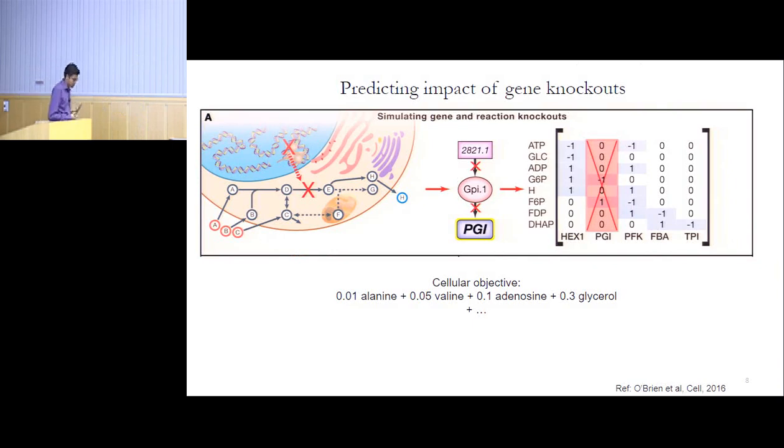Using this, you can now ask complex questions like what happens when I knock out a gene, or downregulate an enzyme, or inhibit a protein, or even a combination of proteins. For example, let's say I knock out a gene in this model, and this gene encodes a single protein, which catalyzes a single reaction. Then we knock out this reaction in the matrix, and the model will predict what happens to the cellular objective when this gene is knocked out.